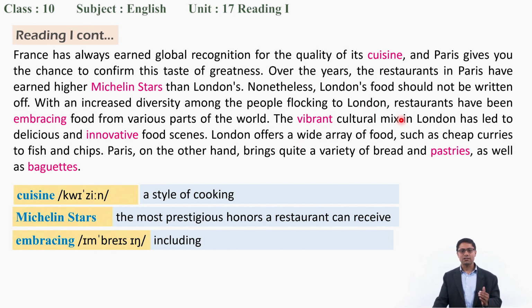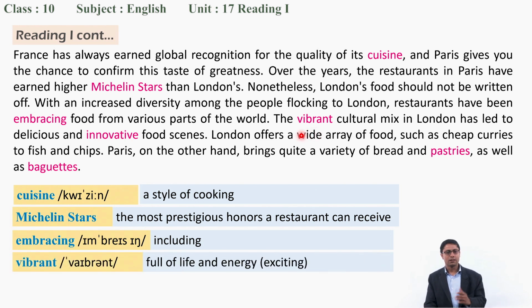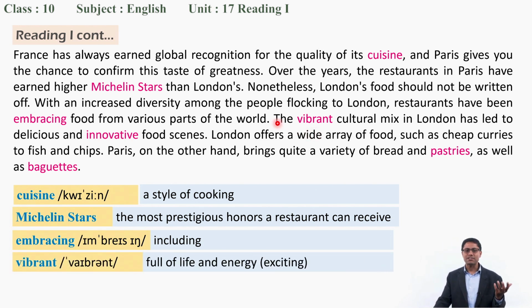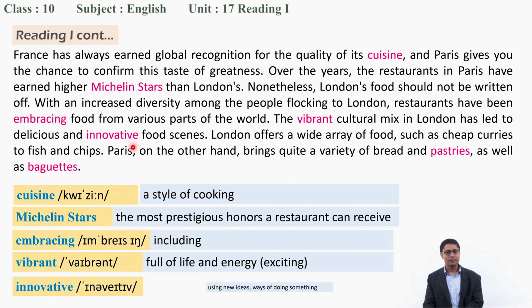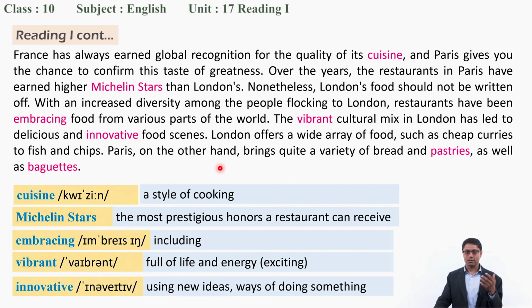The vibrant cultural mix in London has led to delicious and innovative food scenes. So see there, the cultural mix there, because people from different parts of the world are living there. So there is a cultural mix, and this cultural mix is vibrant. Vibrant means full of life and energy, exciting cultural mix is there, and this has led to delicious and innovative food scenes. Innovative means using new ideas, ways of using new ideas to do something. Okay, so innovative food scenes we can see there.